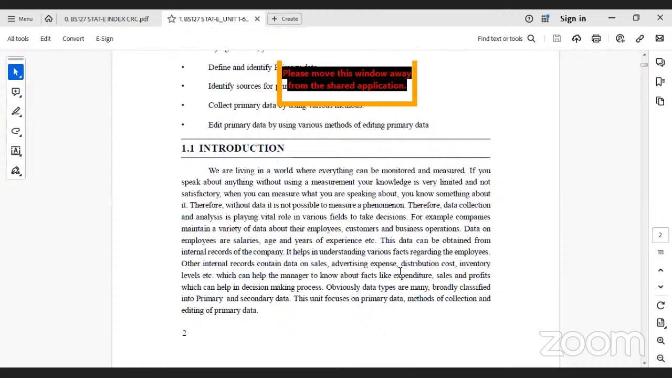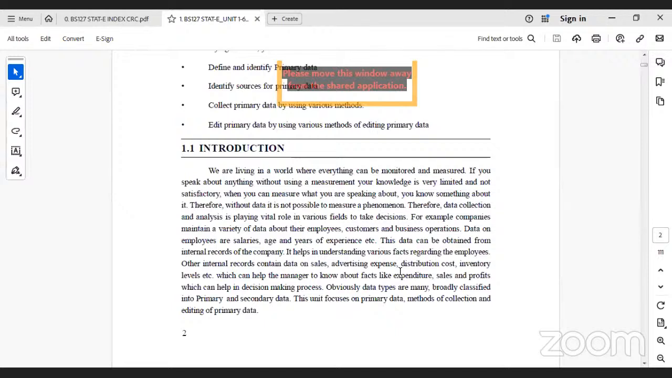Let me introduce where we are living: in a world where everything is monitored and measured. If you speak about anything without using measurement, your knowledge is very limited and unsatisfactory. Without data, it is not possible to study any phenomena. First we must have data: raw data, ascending data or descending data, any data must be available. Then only, with that data, we can simplify.